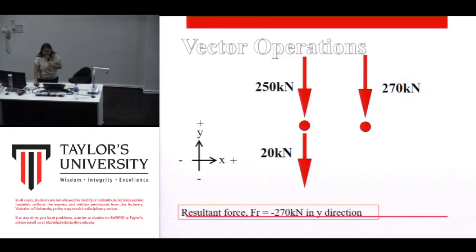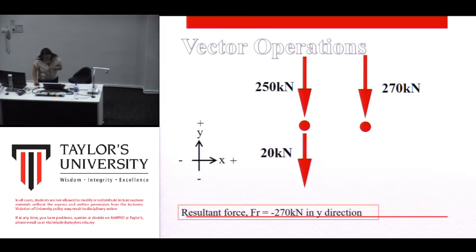Another example, again very straightforward. The resultant force is negative 270 kilonewton in y direction because the force is going downward. And it doesn't matter whether this force is acting on top of the particle or below the particle. Basically, they have the same effect. They are exactly the same. Alright, so far so good.